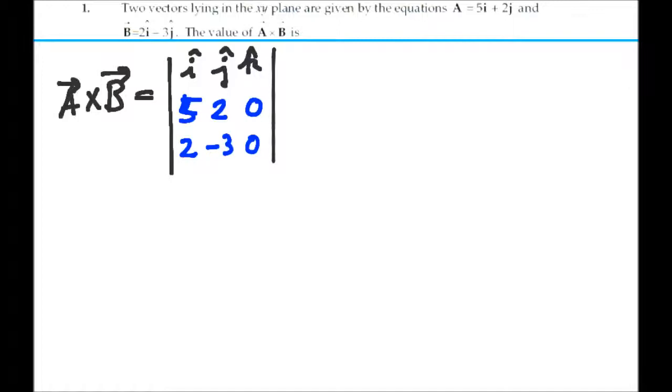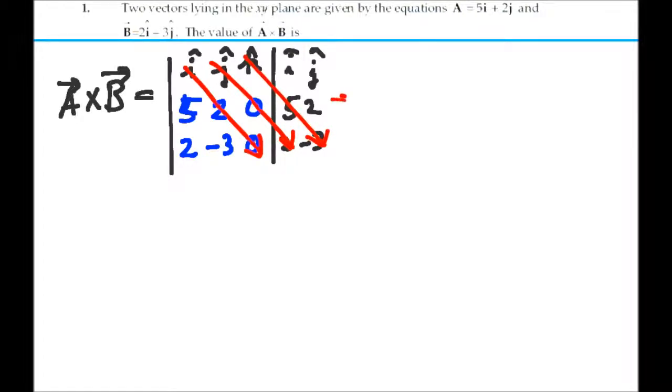To evaluate this, let's repeat the first two columns and put them off to the right here. So we have i, j, and the values in those columns are 5, 2, 2, negative 3. To evaluate this determinant, we do our first three diagonals. This diagonal, plus this diagonal, plus this diagonal.